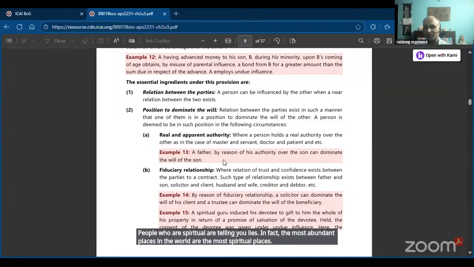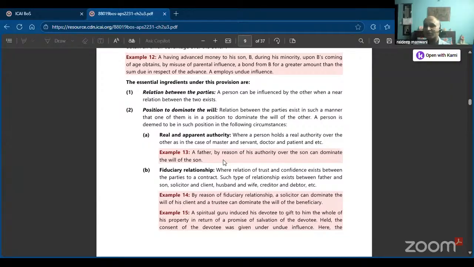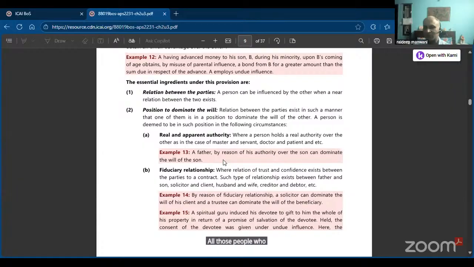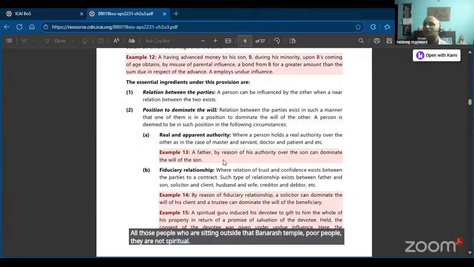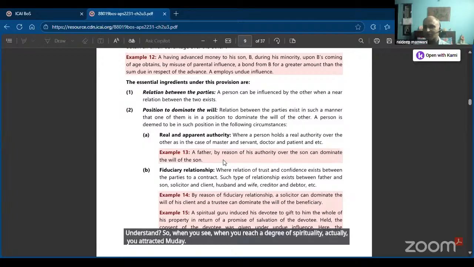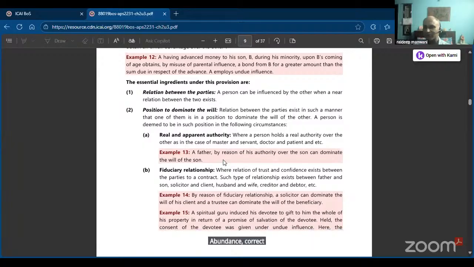Tirupati is the richest place. Kaaba is the richest place. Vatican is one of the richest countries in the world. So actually, spirituality attracts abundance. It will never repel. All those poor people sitting outside that Banaras temple are not spiritual. Understand? So when you reach a degree of spirituality, you actually attract abundance. Correct? So just keep this in mind.